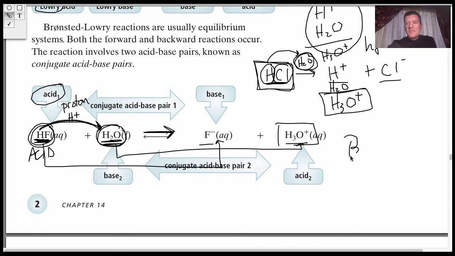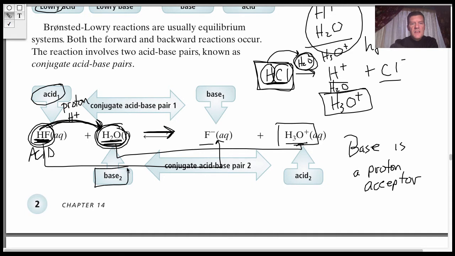So a base is a proton acceptor or receiver. Okay, however you want to say it. It receives the proton, acids donate the proton. This water is receiving a proton from the HF, so it is acting as the base, okay, in the forward direction. Now remember, this reaction goes both directions.